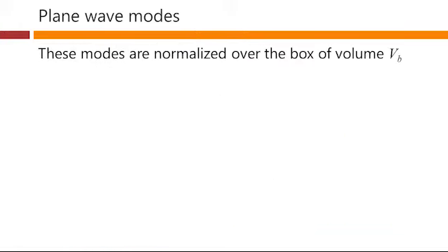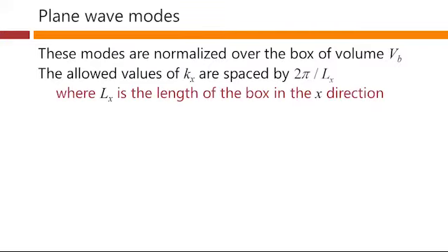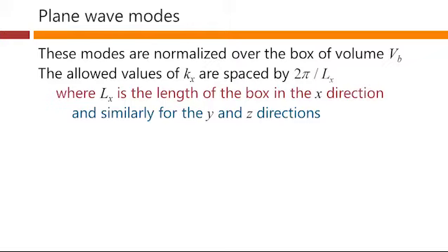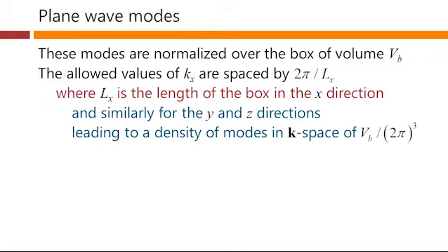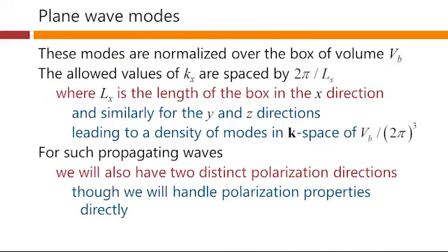Now, these modes are normalized over the box of volume VB. The allowed values of kx, for example, the wave vector in the x direction, are spaced by 2 pi over Lx, the length in the x direction, and similarly for the y and z directions. And that leads to a density of modes in k space of the volume of the box divided by 2 pi all cubed. For such propagating waves, we will also have two distinct polarization directions, though we will handle polarization properties directly.